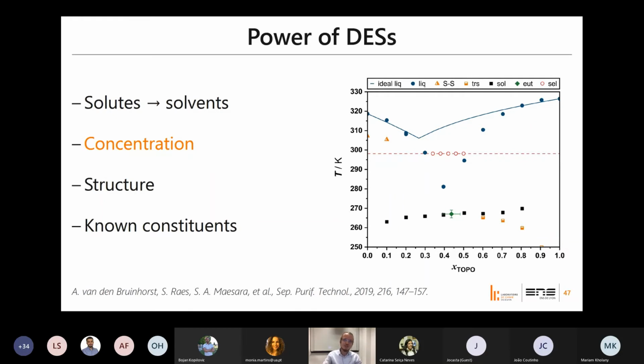So this TOPO was dissolved in a molecular solvent, but the limit of the solubility determined how well the solvent would perform. So I thought with deep eutectic solvents we can maybe extend this limit and go to much higher concentrations of this TOPO. And indeed we could. I made a phase diagram and I could reach almost half-half in terms of moles. So that was quite high.